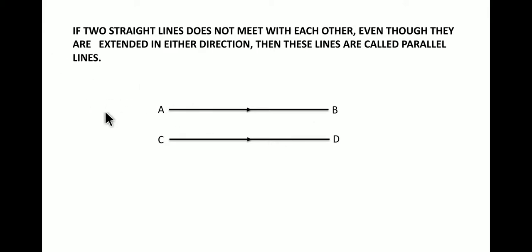Or if you produce them this side, again these two lines won't meet. If they don't meet each other, then these kinds of lines are called parallel lines. So AB and CD are parallel lines.